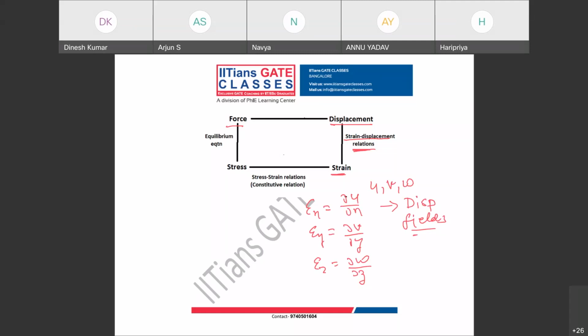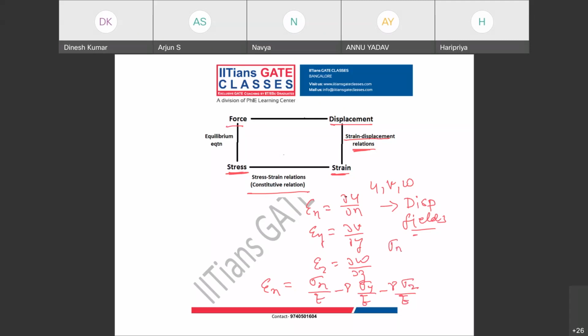Then strain will be connected with your stresses by stress-strain relations. You will know it in simple words as Hooke's law, but Hooke's law is only applicable for uniaxial loading or a one-dimensional problem. When you talk about a three-dimensional problem, suppose I have a three-dimensional stress system. So what will be your epsilon x? It will be sigma x by E minus nu times sigma y by E minus nu times sigma z by E. What is sigma x, sigma y?